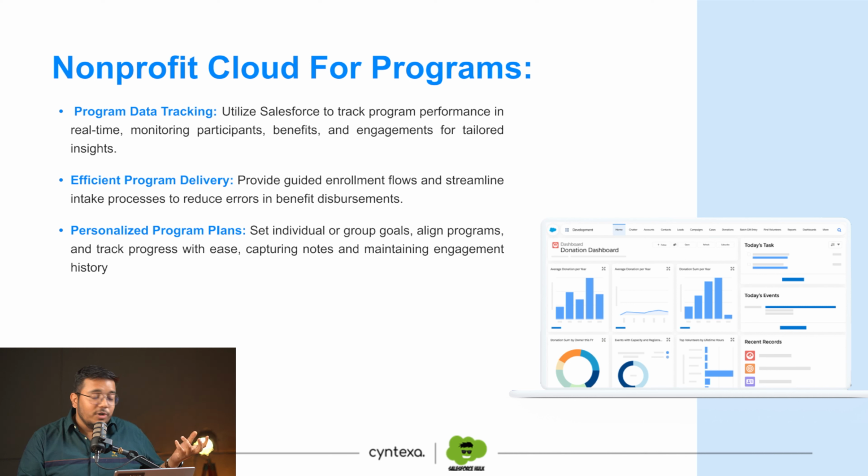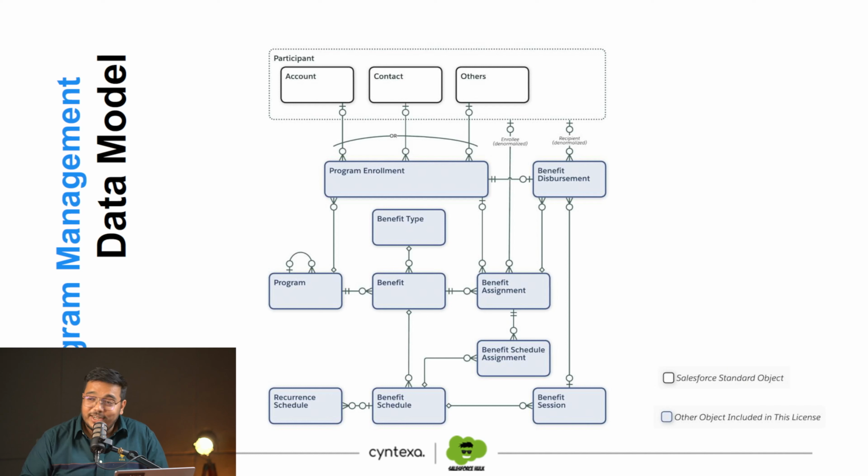Yeah, so Donna is a part of the program, so where she is in her journey, so we can keep track of every individual in that particular order. Next, we have the data model for the same. So we have participants. A participant can be an account or a contact.